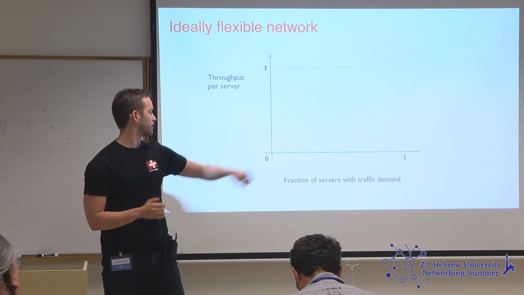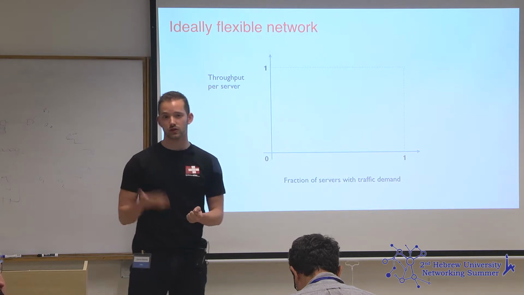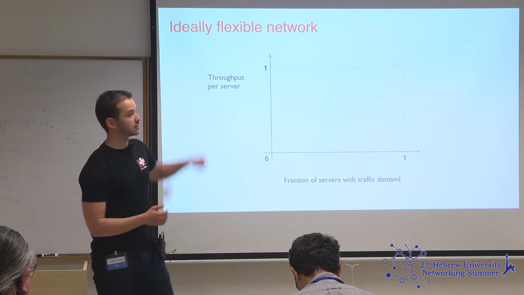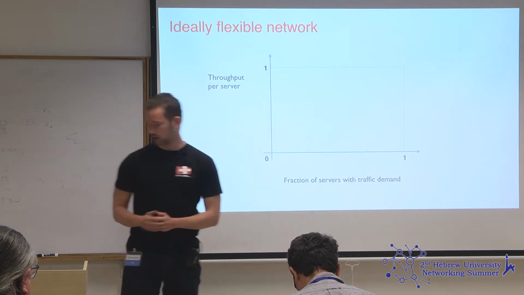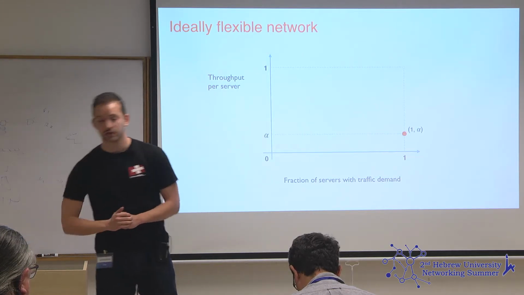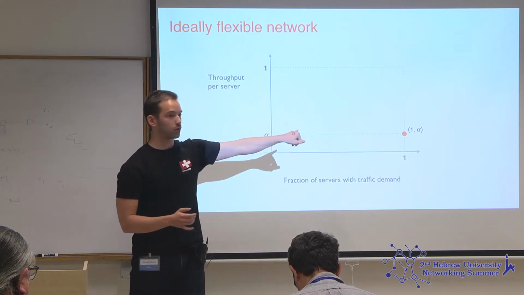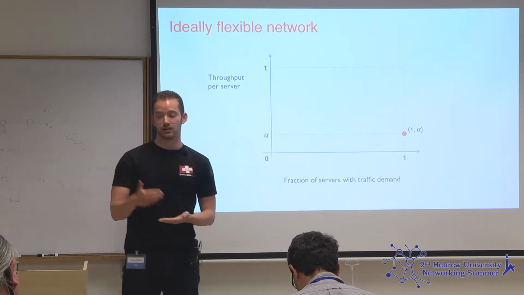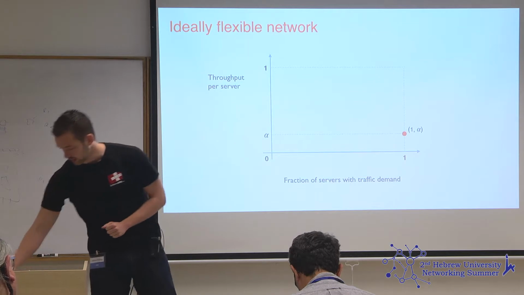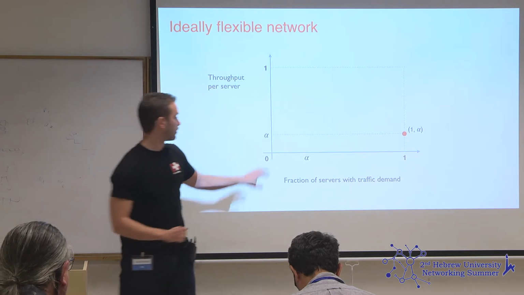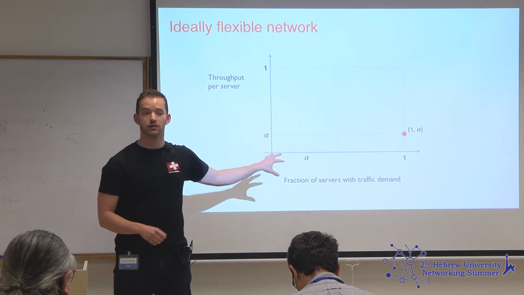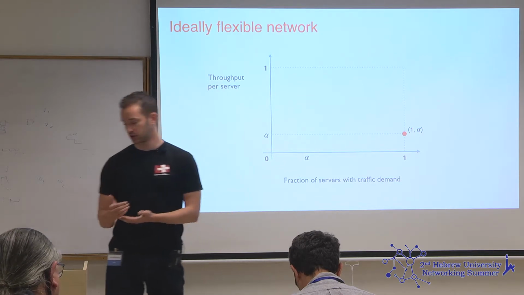On the x-axis we have the fraction of servers which are active, so the skewness in a way, and on the y-axis we have the amount of throughput per server. Let's say that we are able to achieve alpha fraction throughput per server when all servers are active, not necessarily an all-to-all. Then, let's say that only an alpha fraction of the servers are active, so a more skewed case.